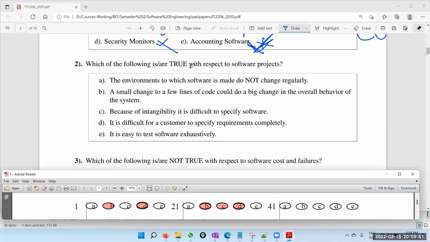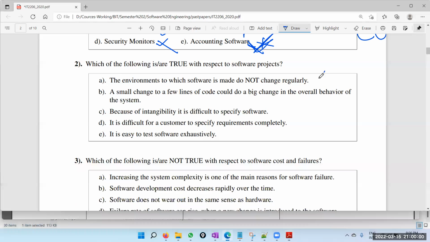Right. Which of the following are true with respect to software projects? The environment to which software is made does not change regularly. That is wrong, right? The environment, the business environment, frequently changes. Small change to a few lines of code could do a big change to the overall behavior of the system. That depends on the type of change. Sometimes yes, sometimes no. So those are debatable answers. Okay.